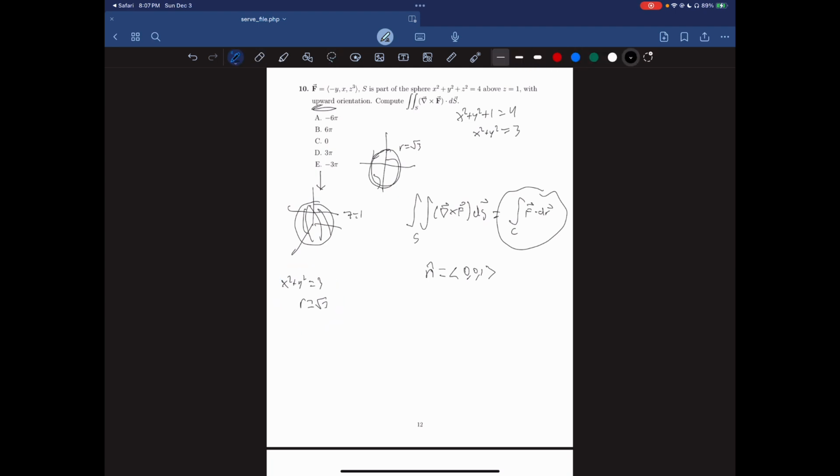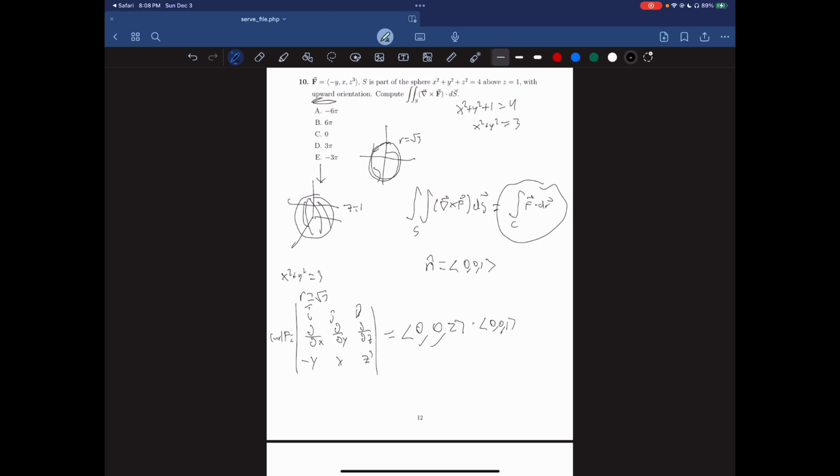we get del over del x, del over del y, del over del z, and we can put negative y x z cubed, and the i, j, k matrix of that is going to be the curl. We compute this: the partial of z cubed with respect to y is 0, minus del z of x is 0. The partial of z cubed with respect to x is 0, minus the partial of negative y with respect to z is 0. The partial of x with respect to x is 1, minus the partial of negative y with respect to y is negative 1, so we're going to get 2. And dotting these, we're going to get 2.